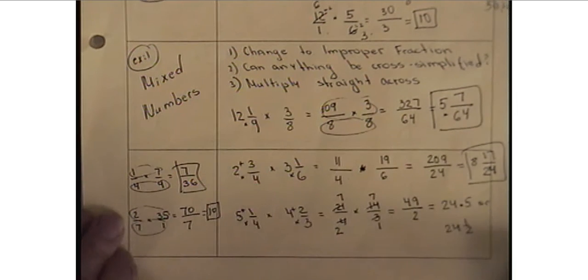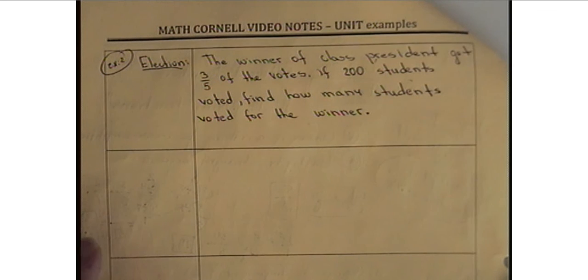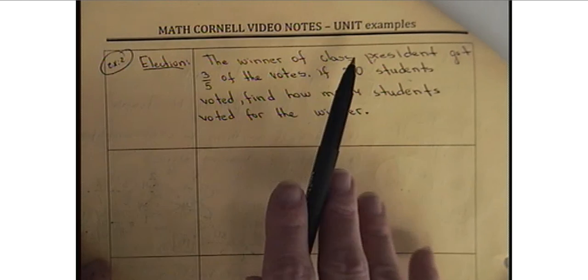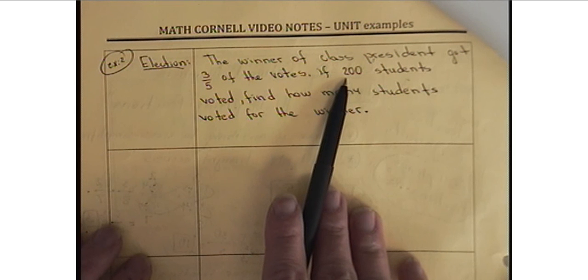Okay, the next example on the paper is the last one. It's a word example. Let's see what we have been given. We have an election. The winner of class president got 3/5 of the voters. If 200 students voted, find out how many students voted for the winner. Okay, so in a case like that, if we know that 3/5 of the total 200 students voted, we just need to multiply those numbers and we're going to see how many students were the ones that voted.